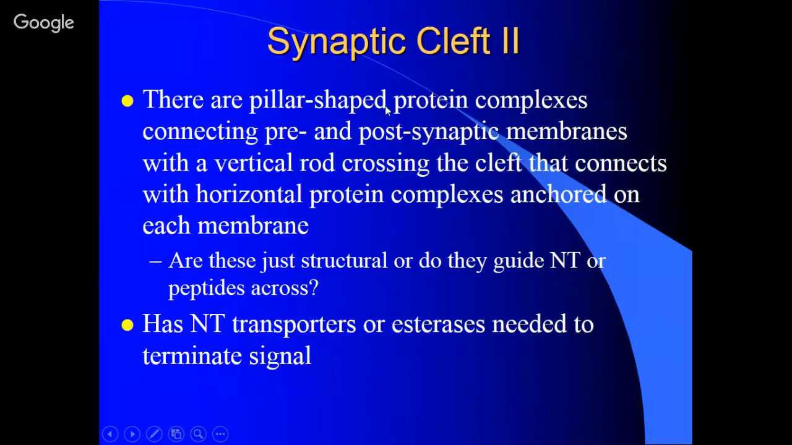We already saw that there were pillar-shaped protein complexes which connect the pre- and postsynaptic terminals, with these vertical rods in the cleft. Nobody knows why they're there, whether they're structural, whether they hold it together, whether they guide the neurotransmitter and the peptides across. Nobody really knows whether there is anything else in there. The signal ends either because a transporter removes the neurotransmitter from the synaptic cleft, like the catecholamines, or in the case of acetylcholine, you use an esterase and cleave the acetylcholine.